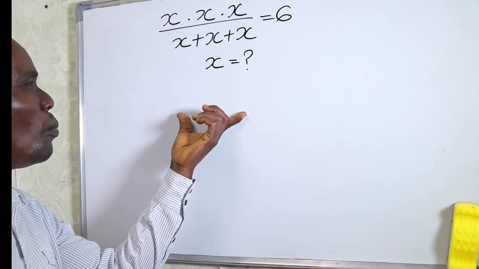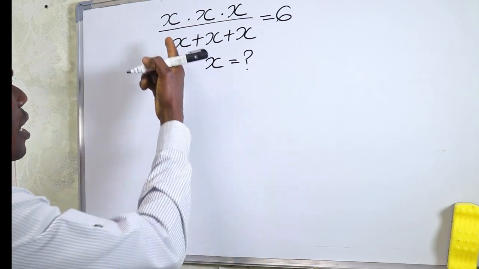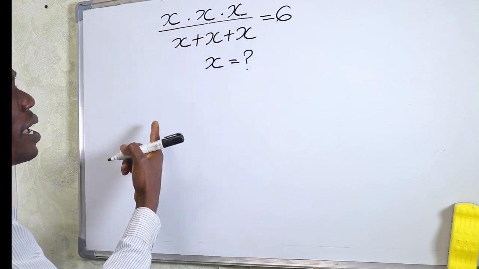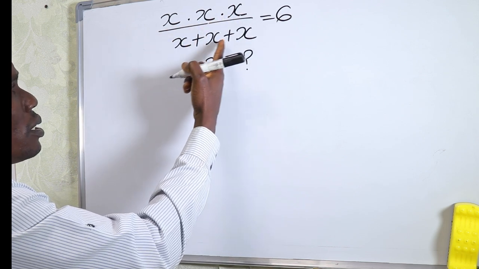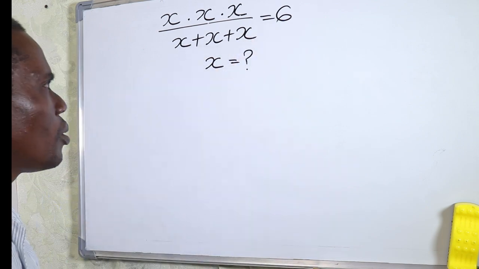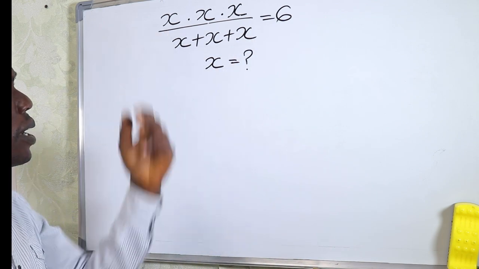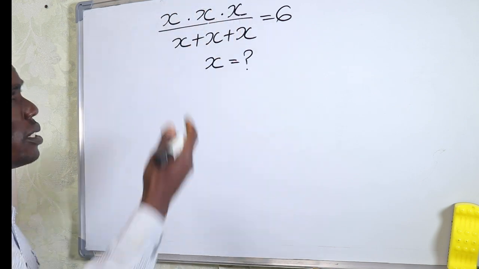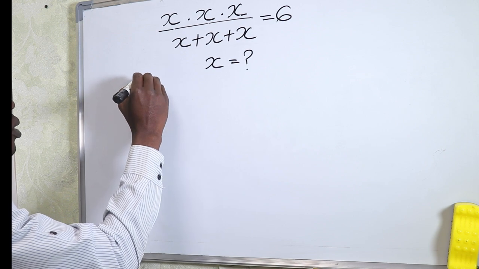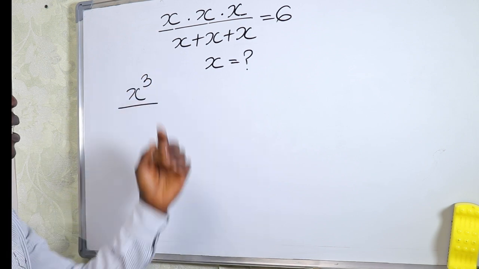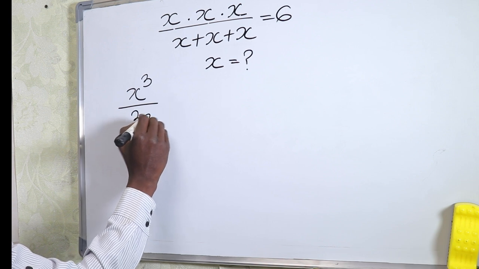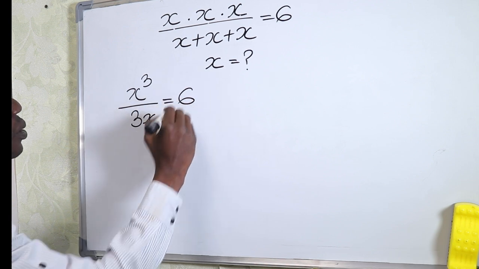This is a nice Olympiad maths question, and we are asked to solve for x in x multiplied by x multiplied by x, divided by x plus x, equal to 6. So what do you do if you are given a question like this? Remember, according to the law of indices, x multiplied by x will give us x to the power of 3, right? Divided by x plus x will give us 3x, and this will be equal to 6.